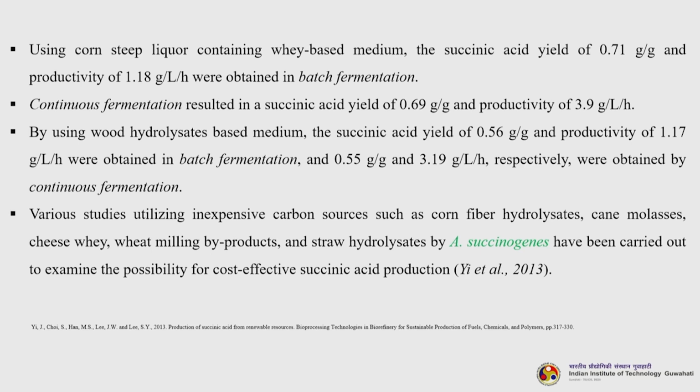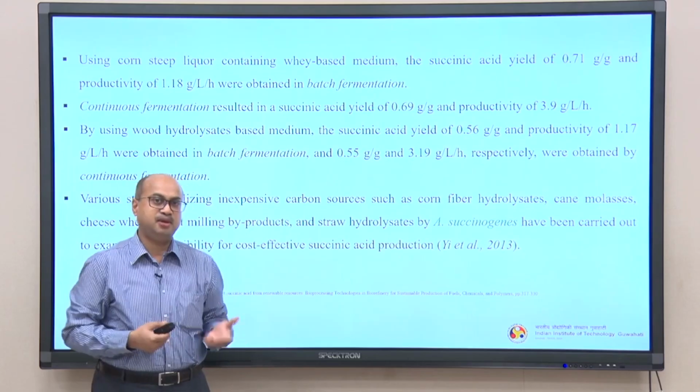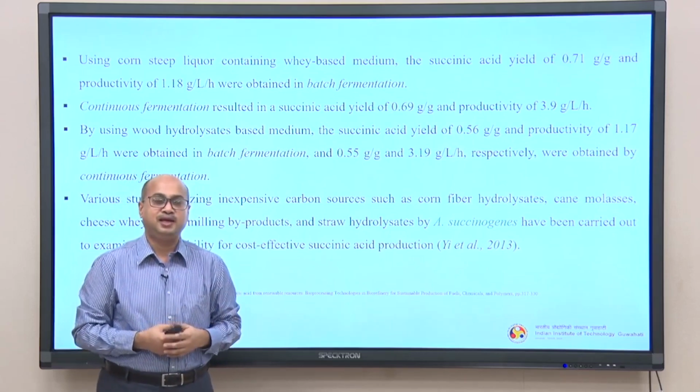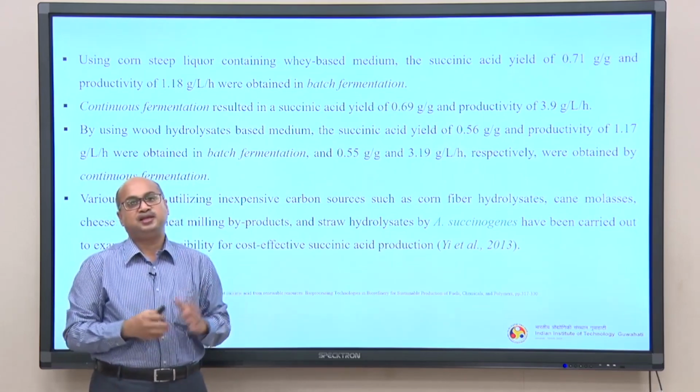So, various studies utilizing inexpensive carbon sources such as corn fiber hydrolysates, cane molasses, cheese whey, wheat milling byproducts and straw hydrolysates by succinic producers have been carried out to examine the possibility for cost effective succinic acid production. There are many; I could not report all here, just those very important results we have listed.